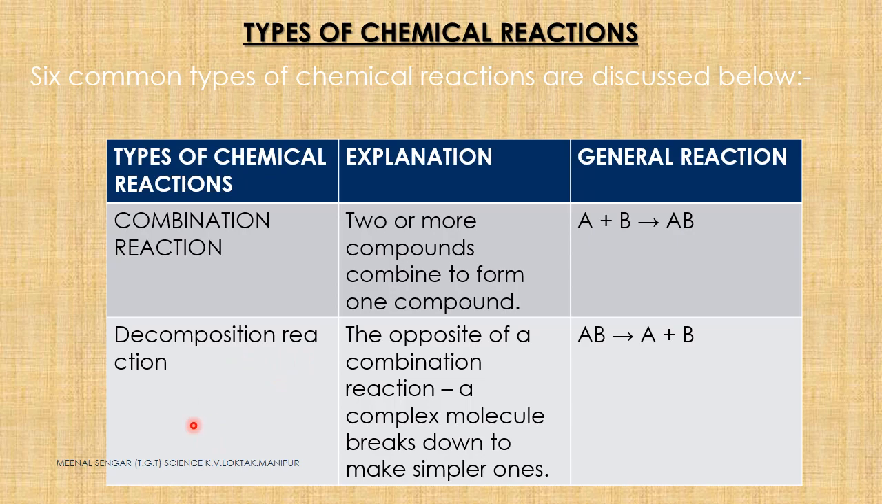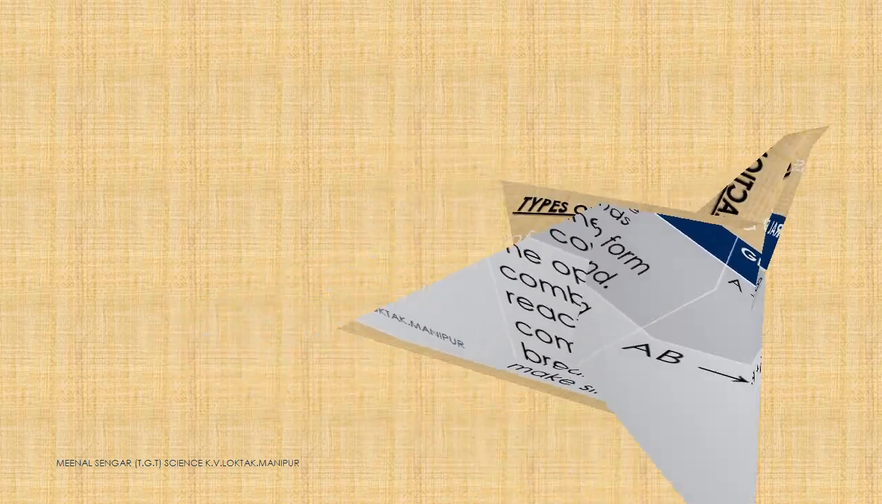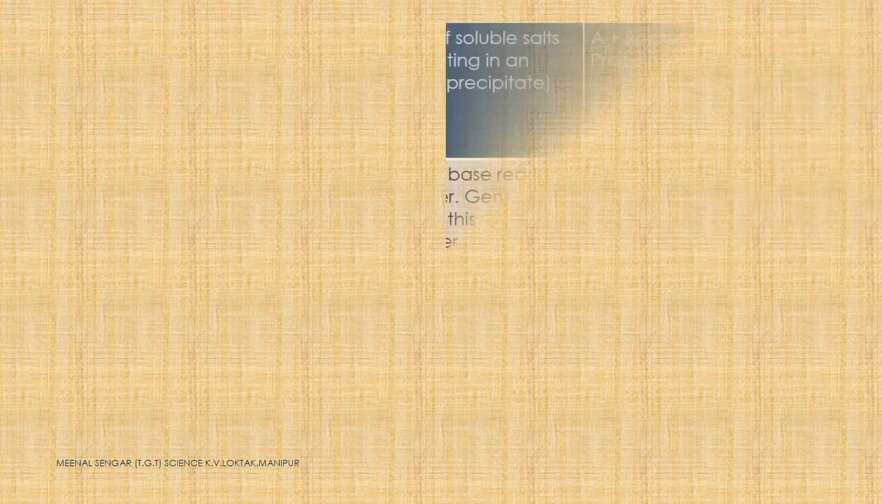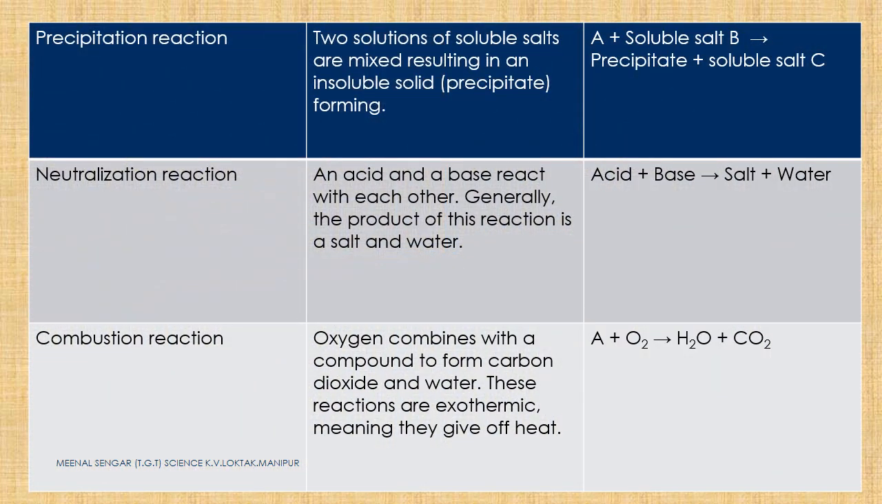Let's take a look at some other reactions. Now this is another table. This is the part of the table in which we studied combination and decomposition. These are 2 types. Now the third type is the precipitation reaction. Now what is a precipitation reaction? A precipitation reaction is one in which a precipitate is formed.